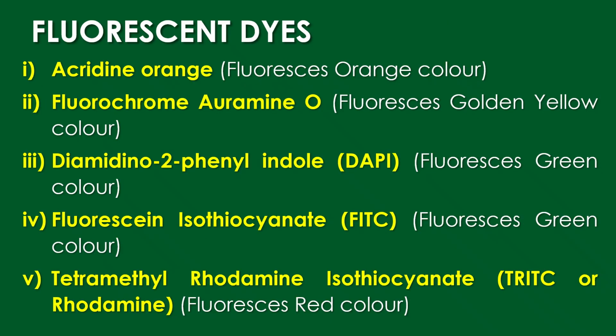Some of the fluorescent dyes used for staining are acridine orange, which fluoresces orange. The second one is the fluorochrome auramine O, which fluoresces golden yellow. The third one is DAPI, that is diamino-2-phenylindole, which fluoresces blue. The fourth one is FITC, that is fluorescein isothiocyanate, which fluoresces green. And finally, TRITC or rhodamine, that is tetramethyl rhodamine isothiocyanate, which fluoresces red.